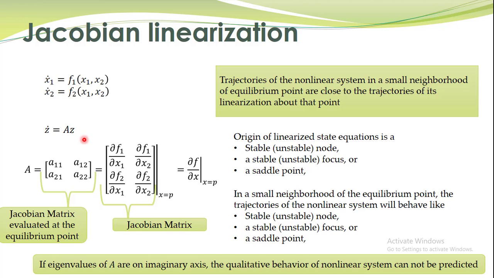Right half plane are stated over here. If we have unstable node, unstable focus, and saddle point, these correspond to the eigenvalues on the right half plane.